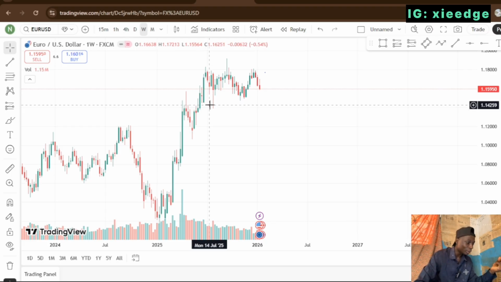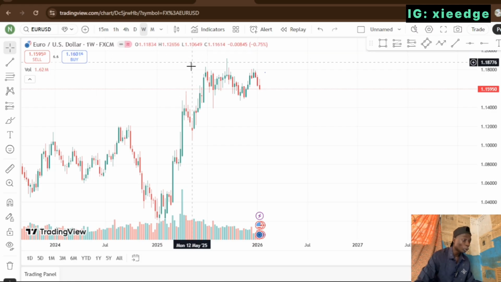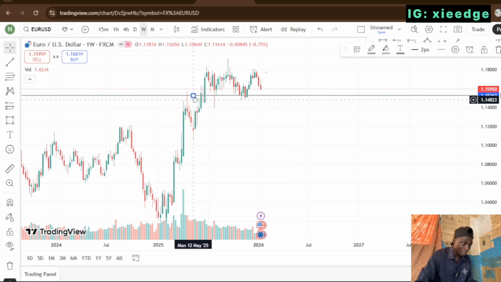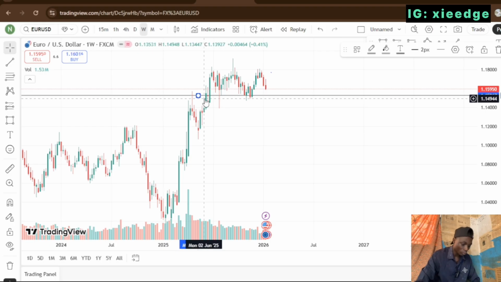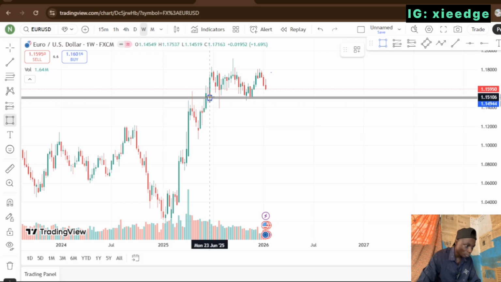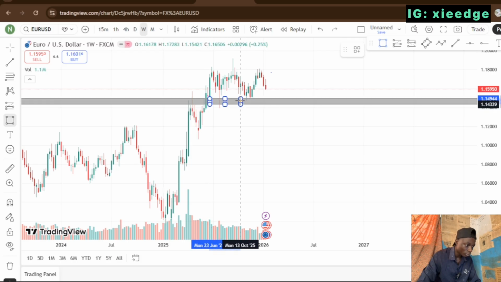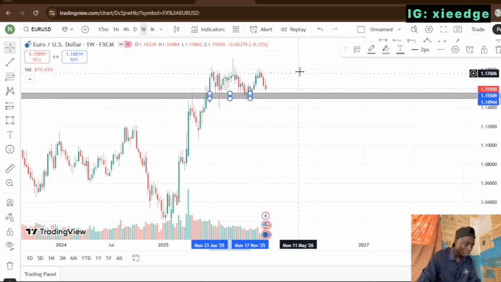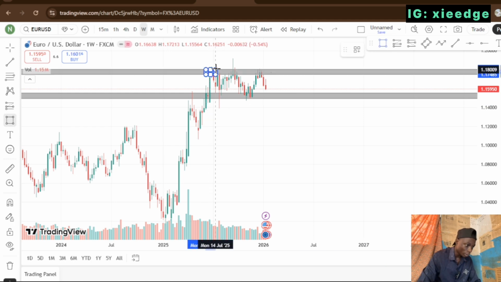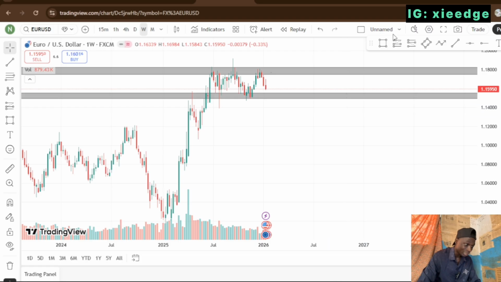On the weekly time frame, you need to draw your rectangle. You can use key zone, but I prefer rectangles, and extend it to the right and left like this. So this is gonna be the first one here. And the second one is the resistance. This is gonna be the resistance. And mind you, let me explain what support and resistance is.